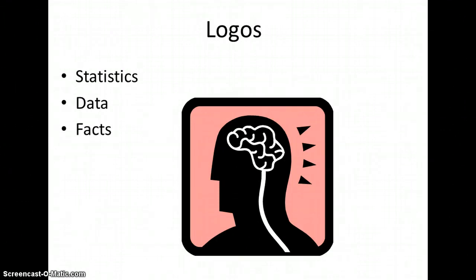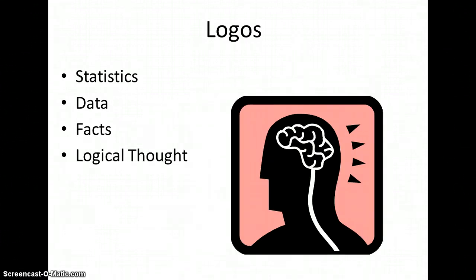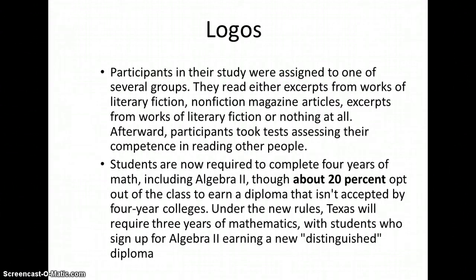So that means you might be choosing evidence that has statistics in it, would be one way to handle that. And another way to do that would be to have logical thought. Explain the logical thought process behind the evidence or behind the ideas that you're presenting. So here we have the first bullet.